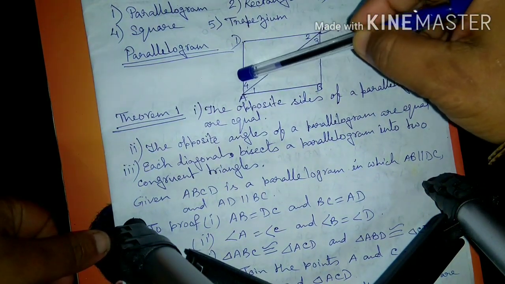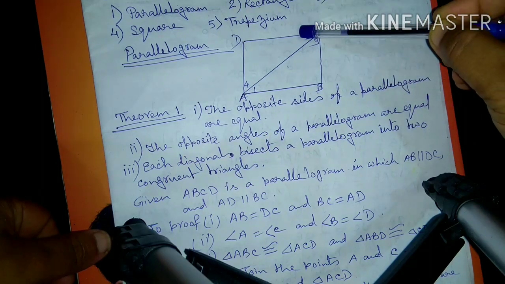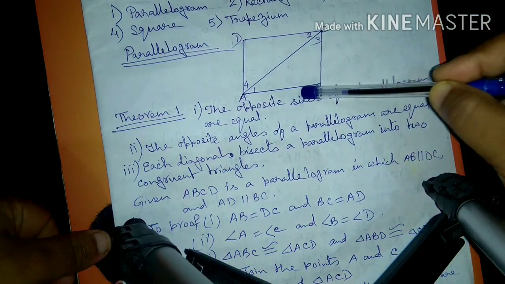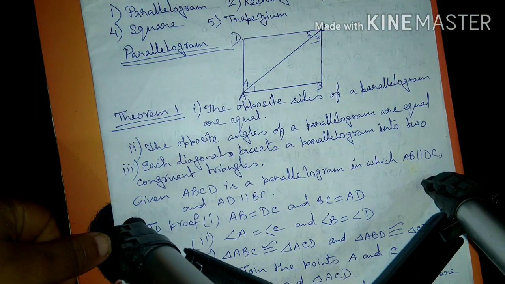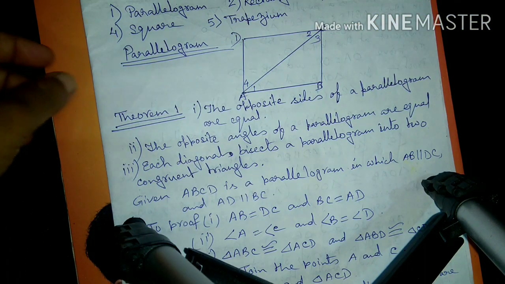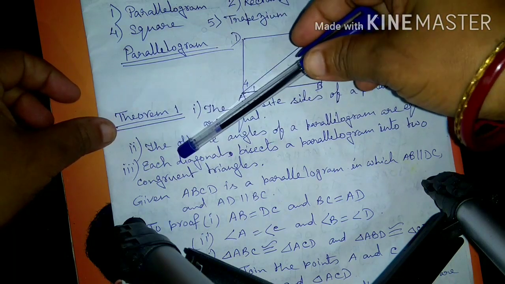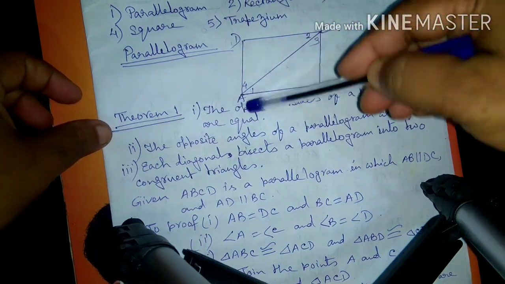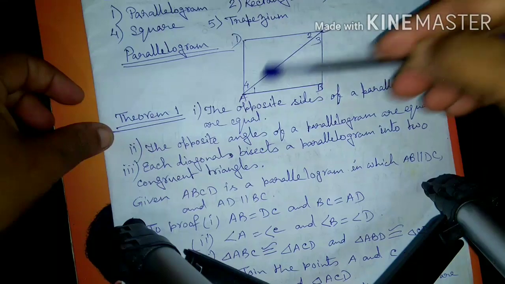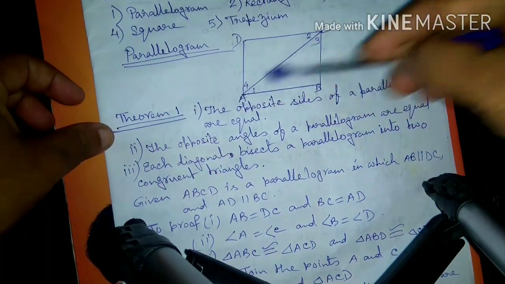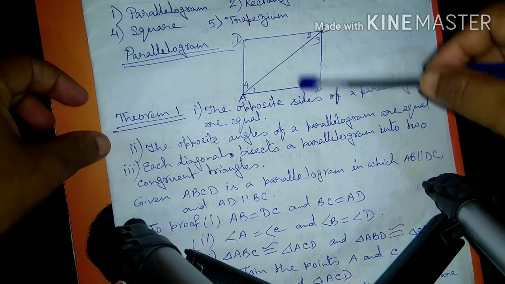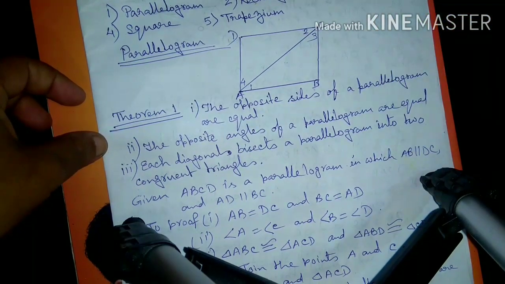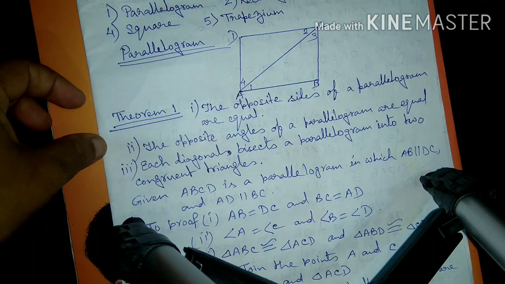Second is the opposite angles of a parallelogram are equal. So opposite angles are what? Angle A is equal to angle C, angle D is equal to angle B. And third is what we have to prove, that each diagonal bisects. Diagonal means two opposite vertices are joined to make a straight line, that is called the diagonal. So each diagonal bisects a parallelogram into two congruent triangles. This we have to prove.